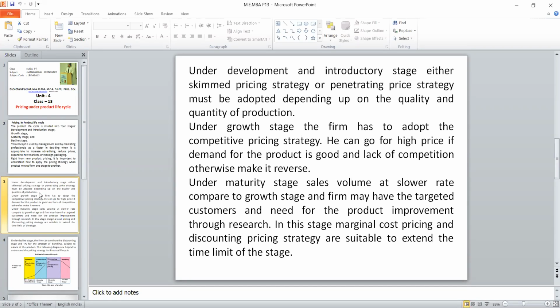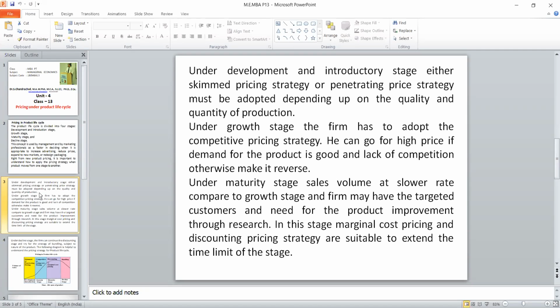All the cell phones have the skimmed price strategy only. Initially, when a model is introduced, there will be a high price. After 1 year, when it has the growth, then the price will be reduced. So this particular strategy, we used to call it a skimmed price strategy.